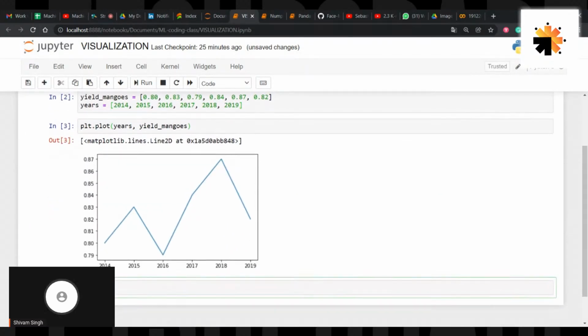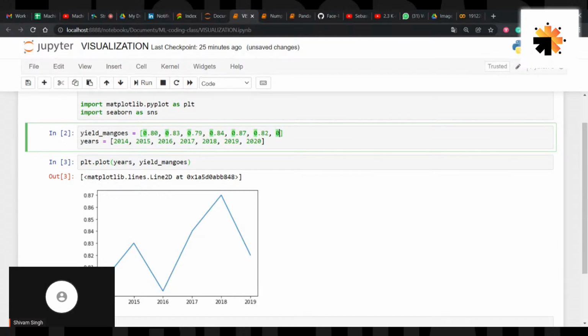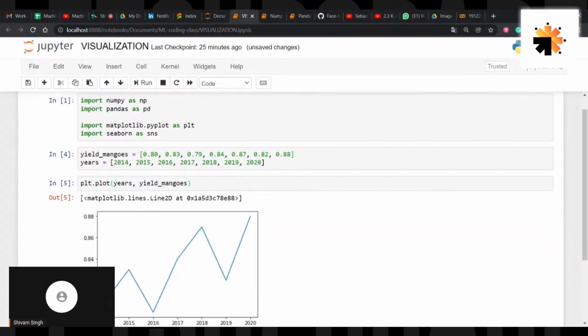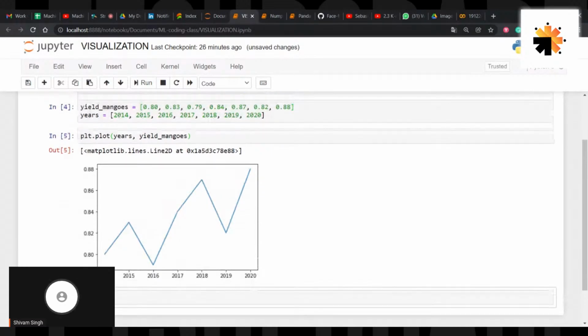Okay, so this is the kind of graph I am getting over here. Maybe I can add one more value here so that it will look more fantastic. It is an up-down kind of graph, because in 2014 I am having 0.80, then 0.83, then 0.79, then 0.84, then 0.87, and then 0.82, then 0.88. So this is the graph I am getting for mangoes. I am able to plot it; it's easy to plot a graph with this library.